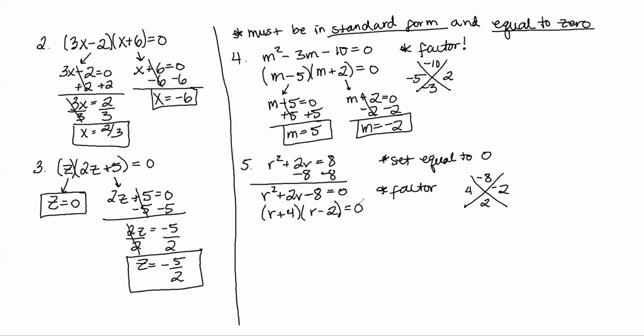And then if I go ahead and split this up, we get r plus 4 equals 0 and r minus 2 equals 0. So solving each of these, we get r equals -4. And adding 2, we get r equals 2.